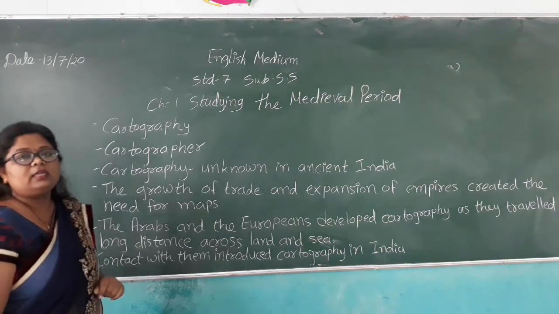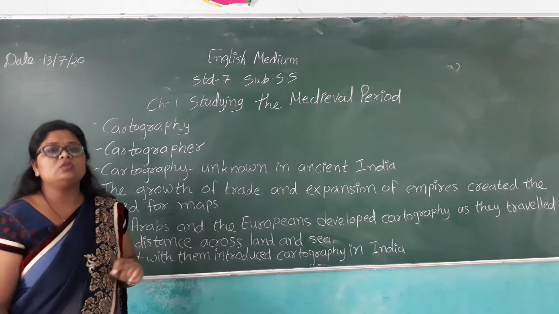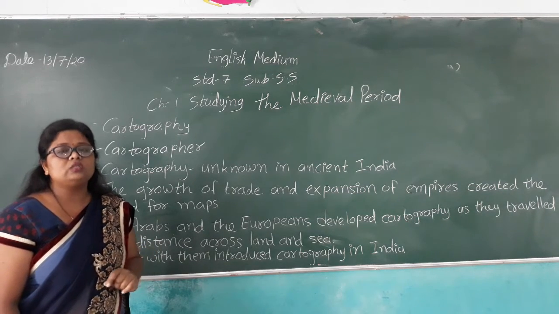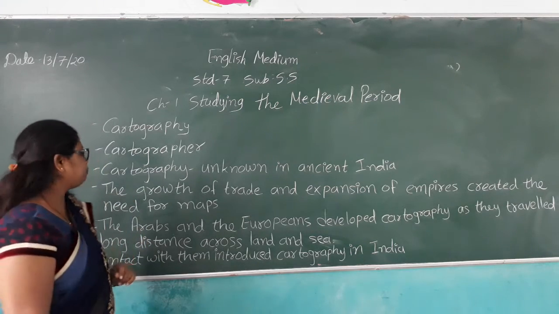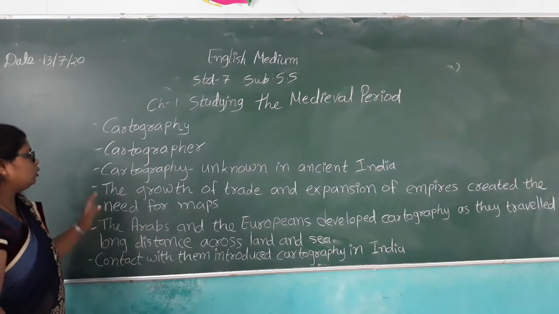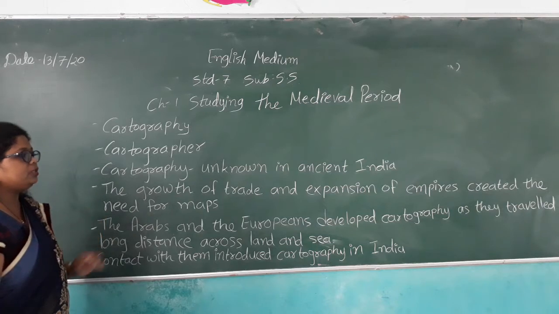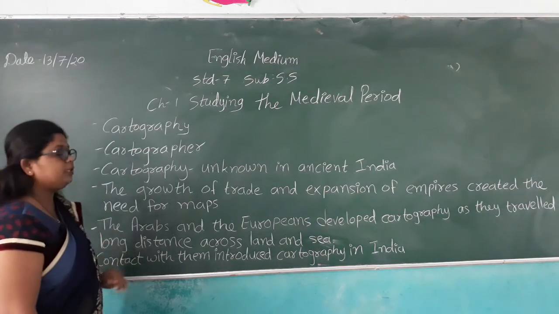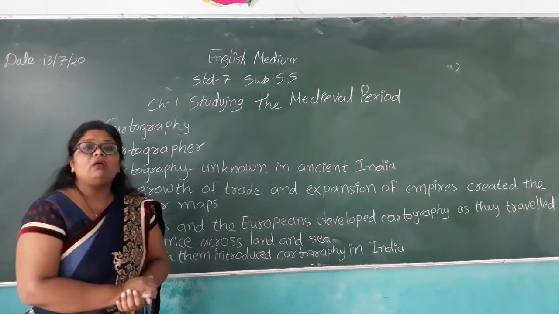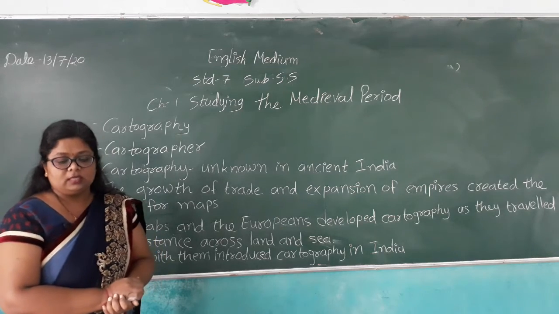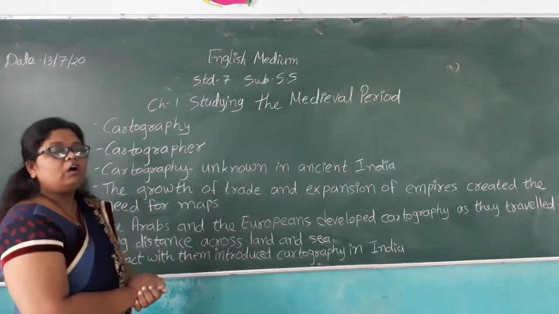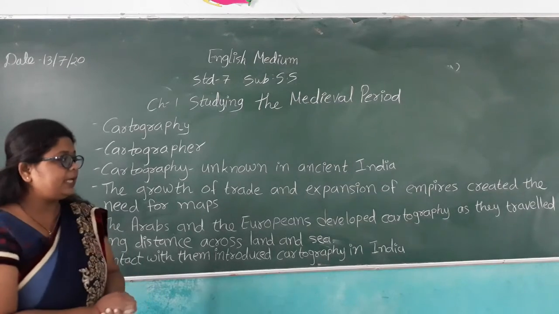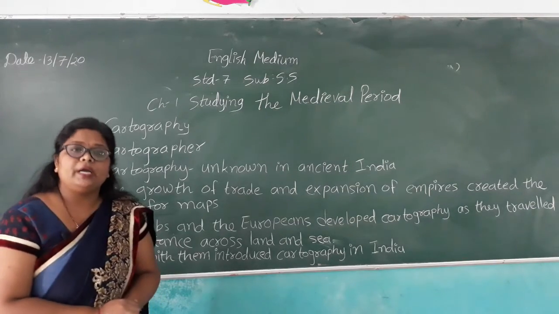In ancient India, cartography was almost unknown. No one knew about cartography in ancient India. The growth of trade and expansion of empires created the need for maps. How did maps come into existence? Maps came into existence because of the growth of trade and expansion of empires.